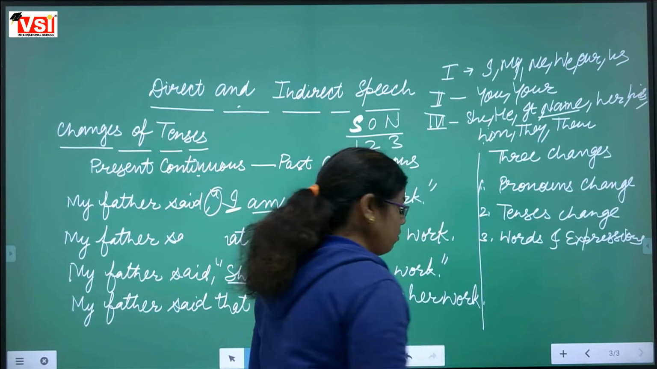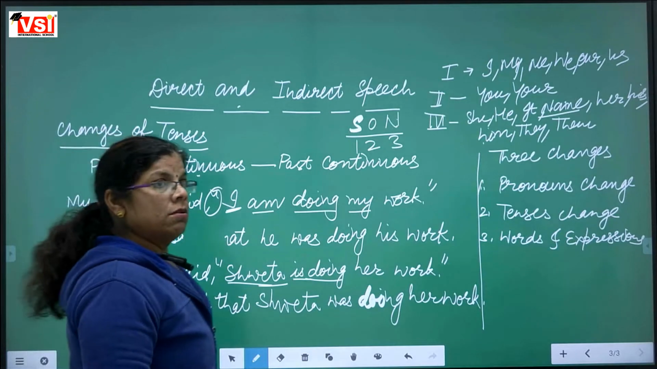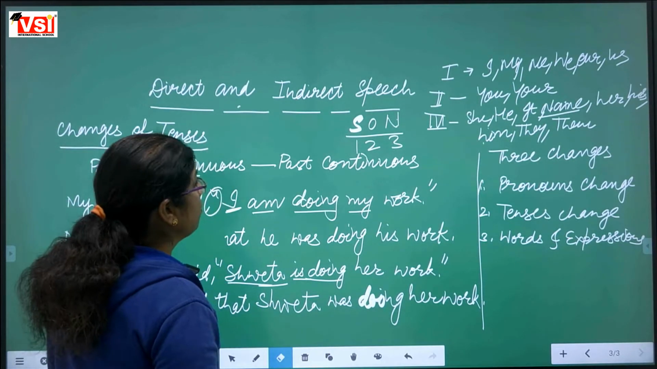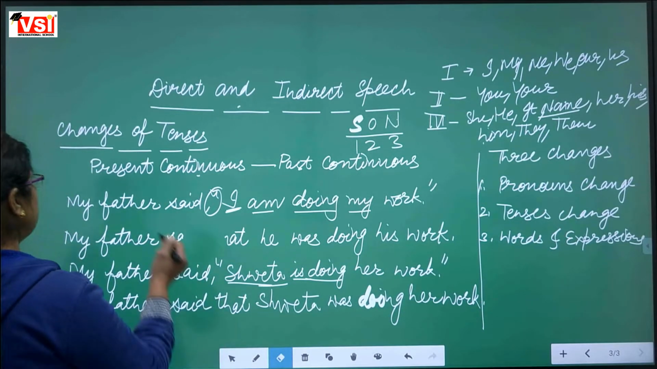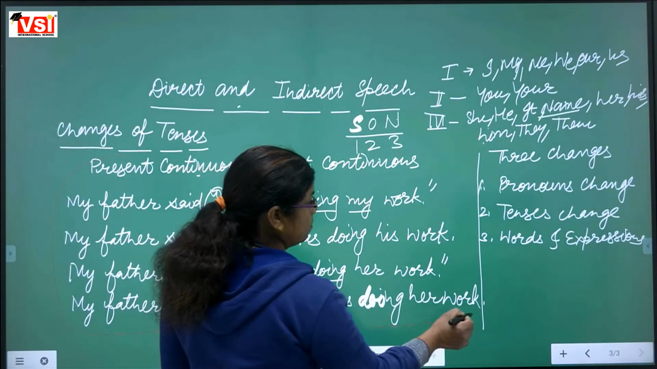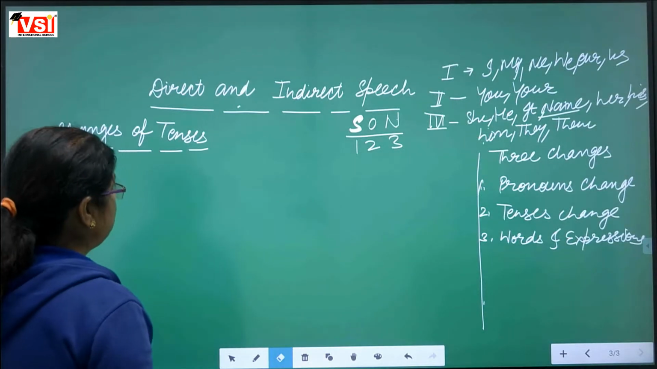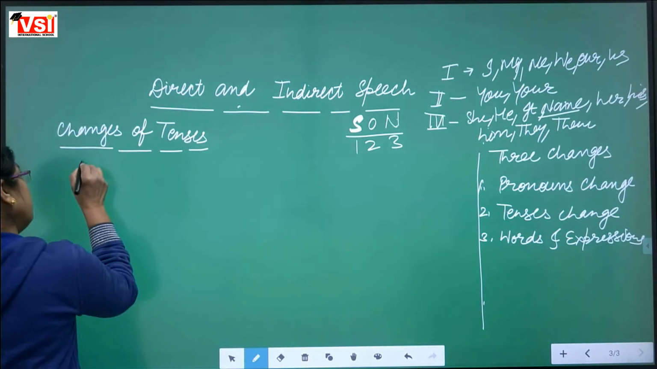Have you got it or not? Yes? Any confusion? No, ma'am. Nobody else is there in our class. Next thing, we are moving to the next tense now. Yes, we are moving to the next tense, and that is present perfect.